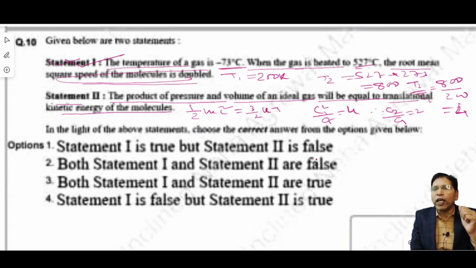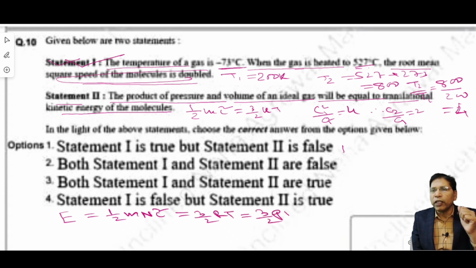Now look at this. Total energy E equals half mn c square, which equals 3 by 2 RT. Now RT equals PV, so it is 3 by 2 PV. So look at this, this is not correct. So statement 1 is correct, but statement 2 is false. Statement 1 is true, but statement 2 is false.